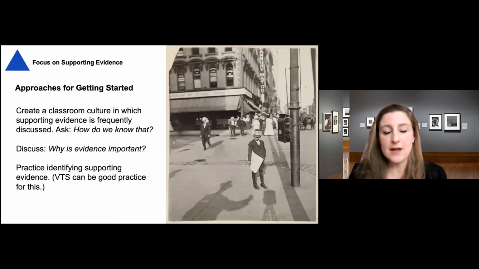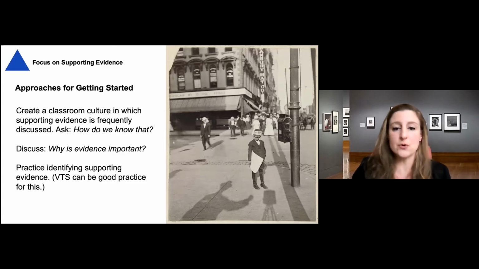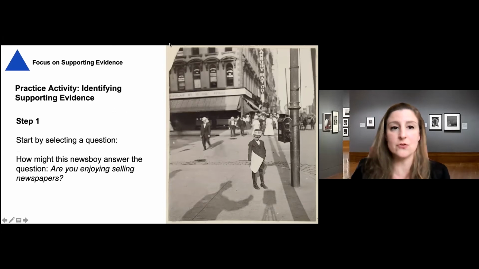And to create a classroom culture, not just when you're looking at art, in which supporting evidence is asked for regularly in conversations. Some of the strategies, especially visual thinking strategies, are a kind of baseline for looking for evidence, because it starts by asking, what do you notice? And then asks for more details to support that. But certainly you can just practice identifying evidence. So here's a practice activity you could do.